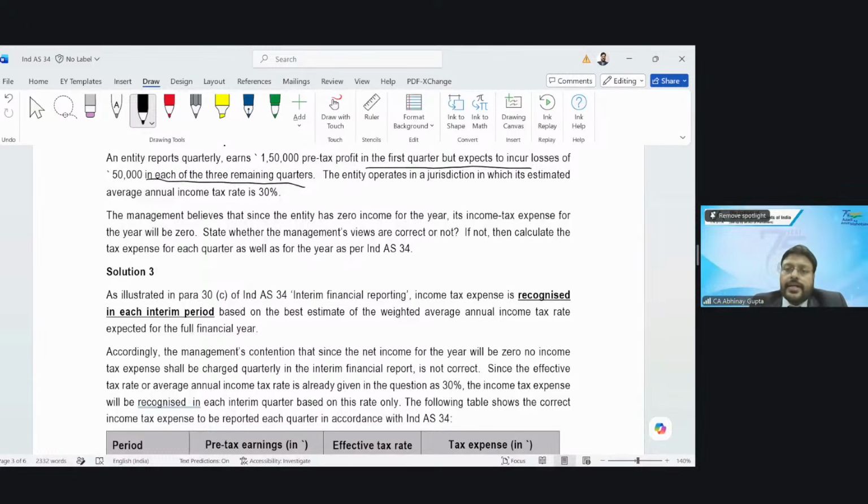The entity operates in a jurisdiction in which the estimated annual income tax rate is 30%. The management believes that since the entity has zero income for the year, its income tax expense will also be zero for the year. State whether the management view is correct or not. If not, then calculate the tax expense for each of the quarters as well as for the year end. Straightforward, right?